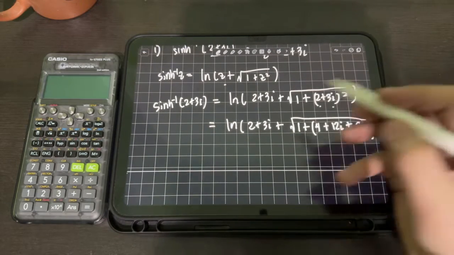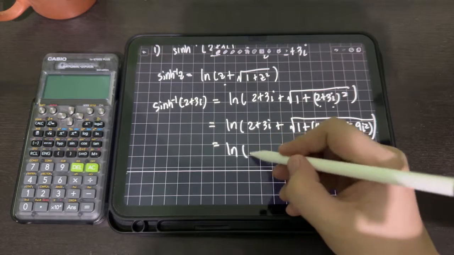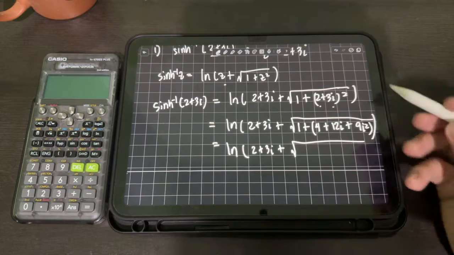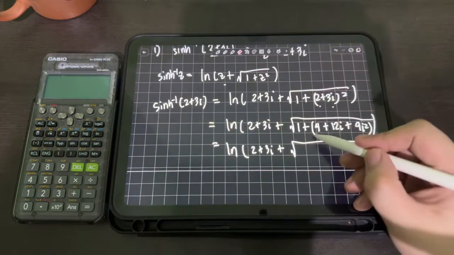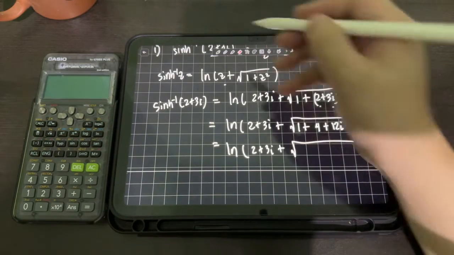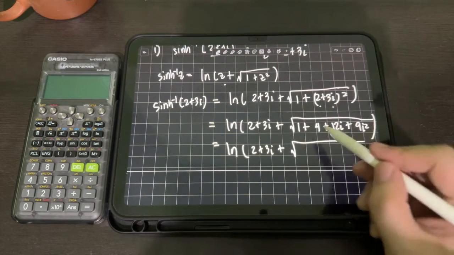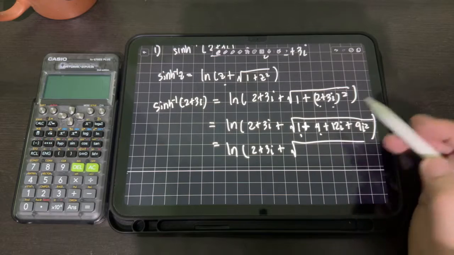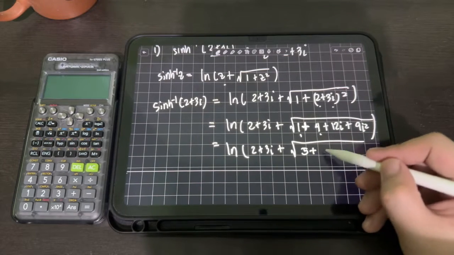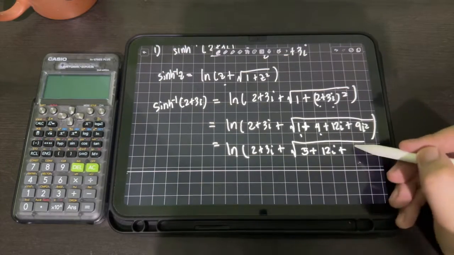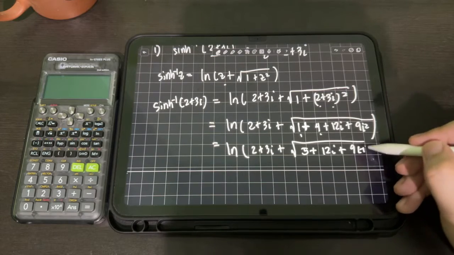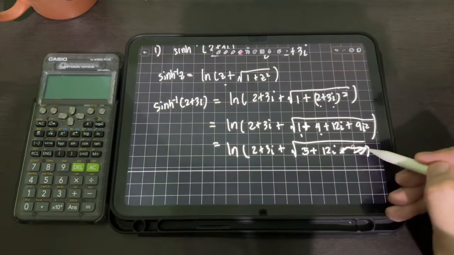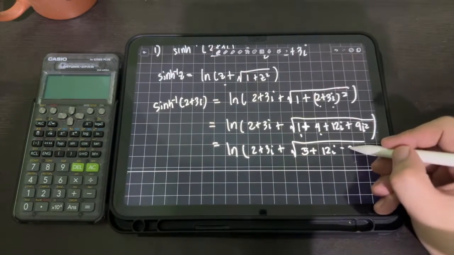Okay? And then we can simplify further inside the square root. So we have ln of 2 plus 3i plus the square root. You can actually remove the parentheses because the operation before the square of a binomial is just addition, right? So we can combine 1 plus 4, 5, then plus 12i. Then 9 times i squared, we know that i squared is negative 1. Therefore, positive 9 times negative 1 will become negative 9.